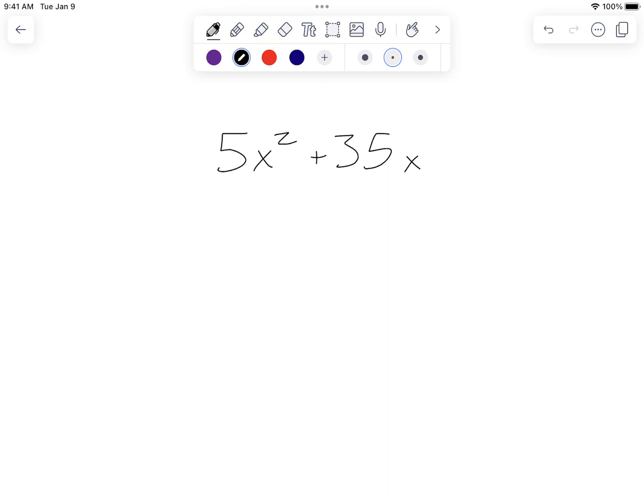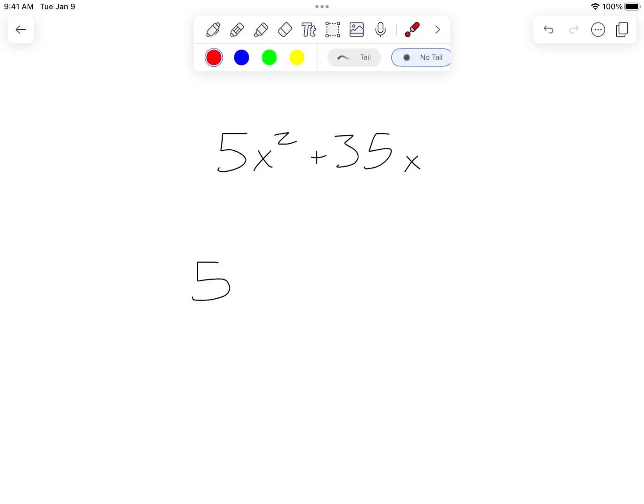All right, so for this example, we are going to factor out the GCF of 5x squared plus 35x. What I want to do when I'm looking at this is think about what is the biggest thing that divides the two numbers 5 and 35. They are both divisible by 5.